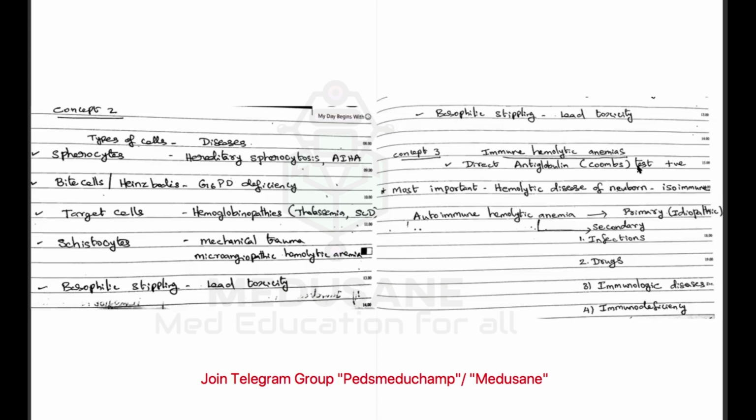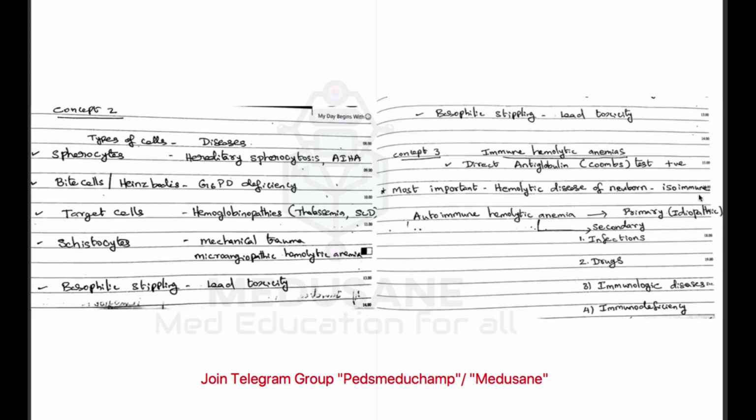Immune hemolytic anemias. In immune hemolytic anemias, the telltale sign is that the Coombs test is going to be positive. The most significant hemolytic disease is hemolytic disease of the newborn. In newborns, RH incompatibility is the most important hemolytic anemia in pediatrics itself. In pediatrics, any hemolytic disease which is so common, it is hemolytic disease of the newborn, which is due to RH incompatibility, ABO incompatibility, etc.